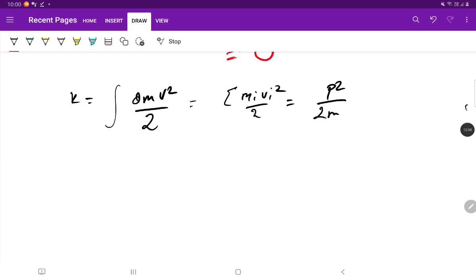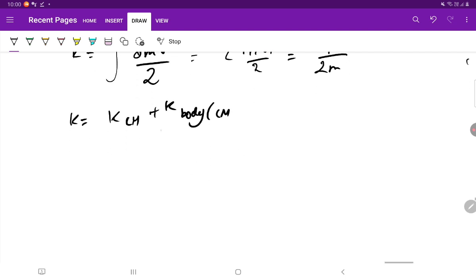Now can we use the concept of rotation to derive it? Yeah, of course. We know that kinetic energy is written as kinetic energy of center of mass plus kinetic energy of body with respect to center of mass. Now the kinetic energy of body with respect to center of mass is given as half times angular momentum with respect to center of mass into omega. Better to say, omega matrix into angular momentum of body with respect to center of mass.